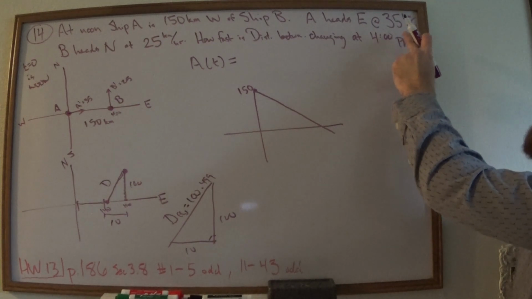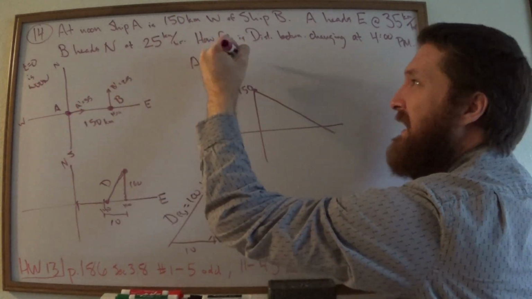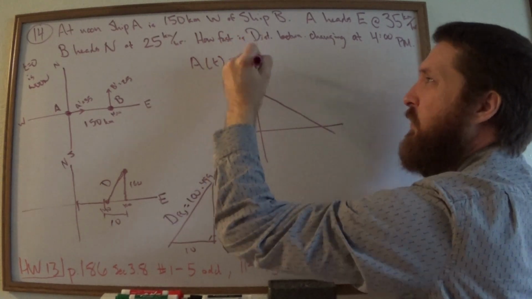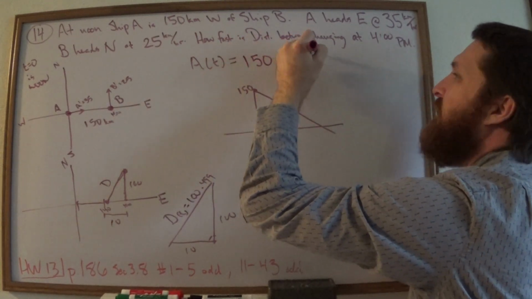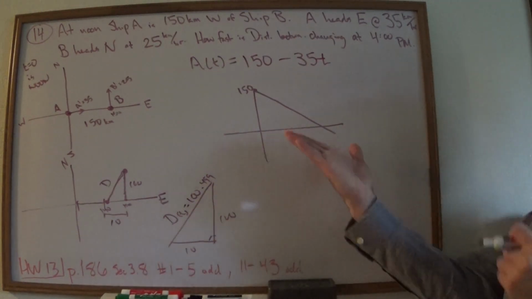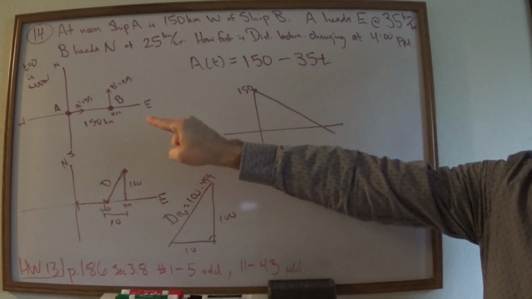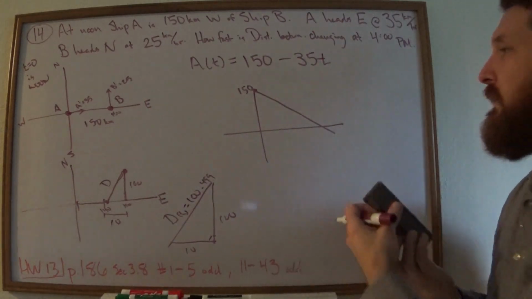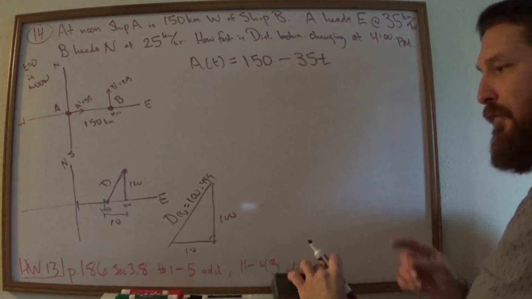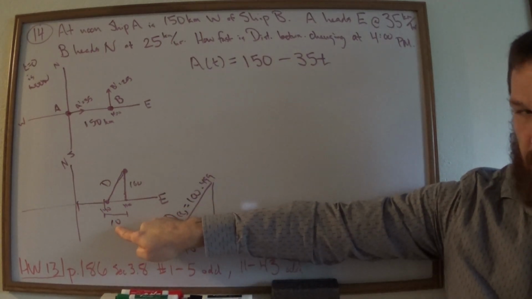35/1. Well, how about negative 35? Yeah, right? Because that's decreasing, we expect. So how about it starts at 150 minus 35t? That would give me what I want here. Does it work when I plug in a 4? Because when I plug in a 4, it should give me out a 10. You see what I'm saying?